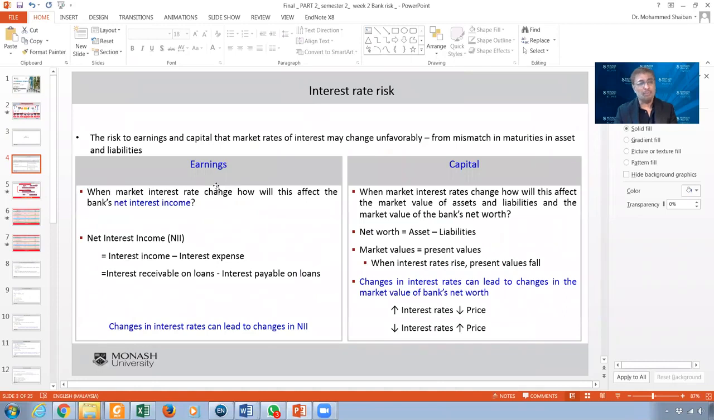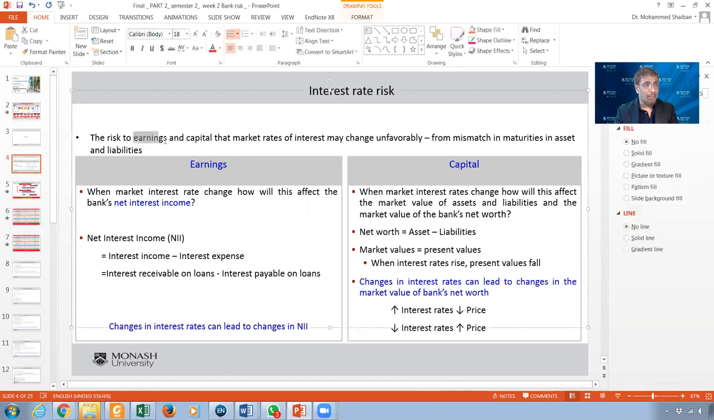Let me start with the definition. We already defined it in part 1, and now we will define it a little bit here. Interest rate risk is the risk to earnings and capital. I want you to understand what we mean by earnings and capital. This is a risk to the income statement, and this is to the balance sheet, which means one to the net interest income and one to the capital.